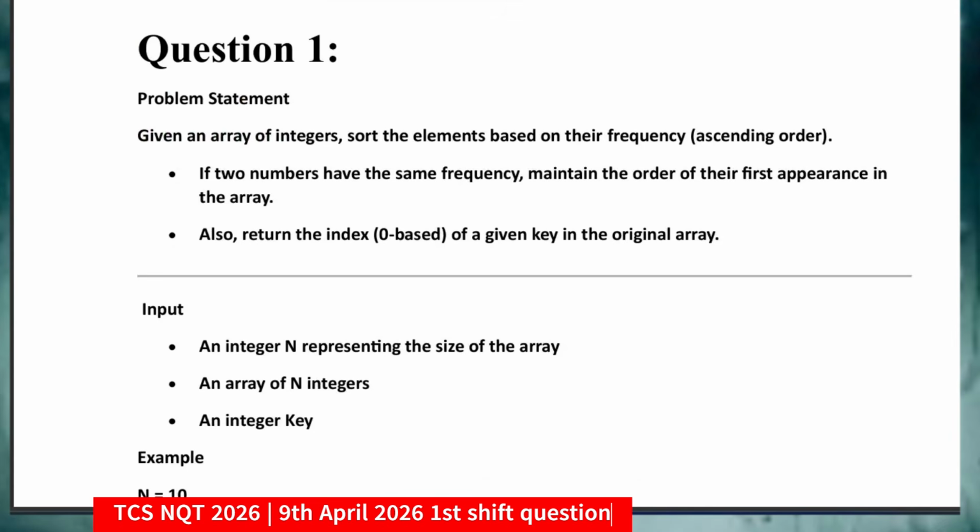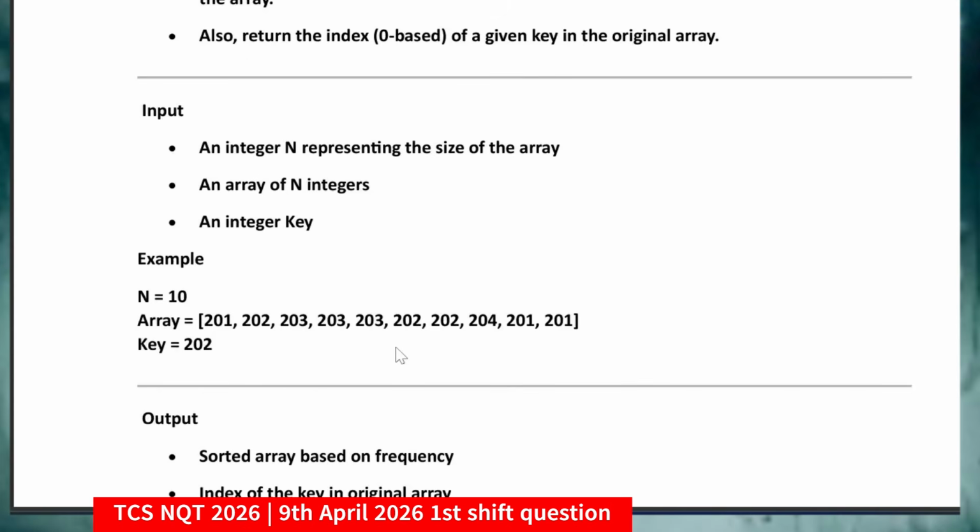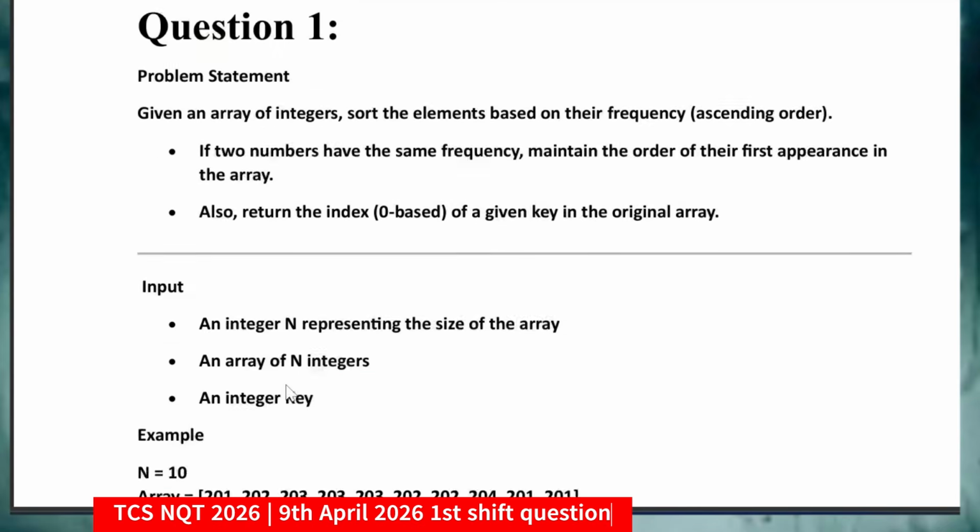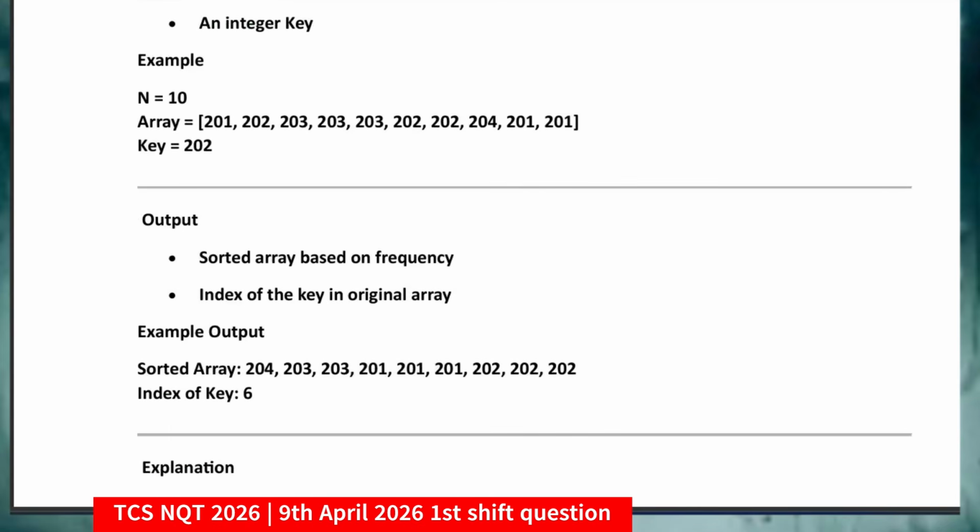Now there is an extra thing: you also have to return the zero-based index of a given key in the original array. That means what was the index in the original array. For example, if key equals 202, then what was its index in the original array? It is a little tricky question, but not that hard. If you are able to handle it, then it's quite easy. The index for 202 in the original array was 6, so that's why we are returning the index of key, that is 6.